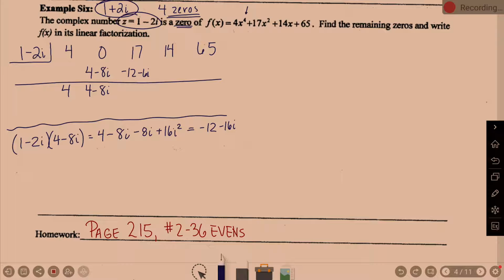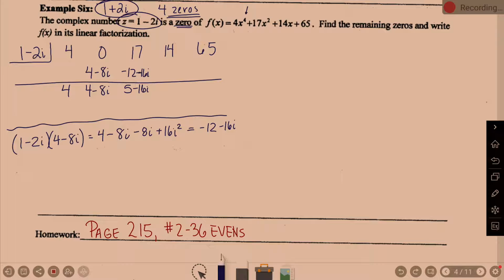Like terms there are 17 and minus 12. 17 and negative 12 are 5. And then we still have, I said 16, didn't I? Wait a minute, where's my mistake? It is supposed to be 16i. I just didn't write it up there. Correct? Yeah. So 5 minus 16i.